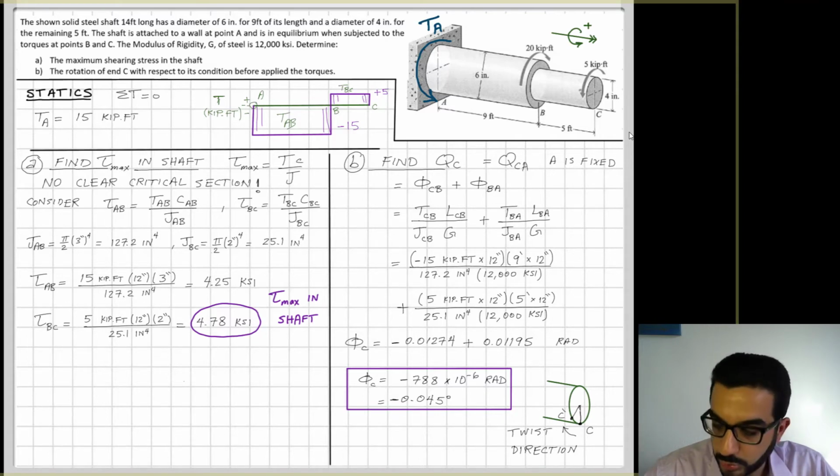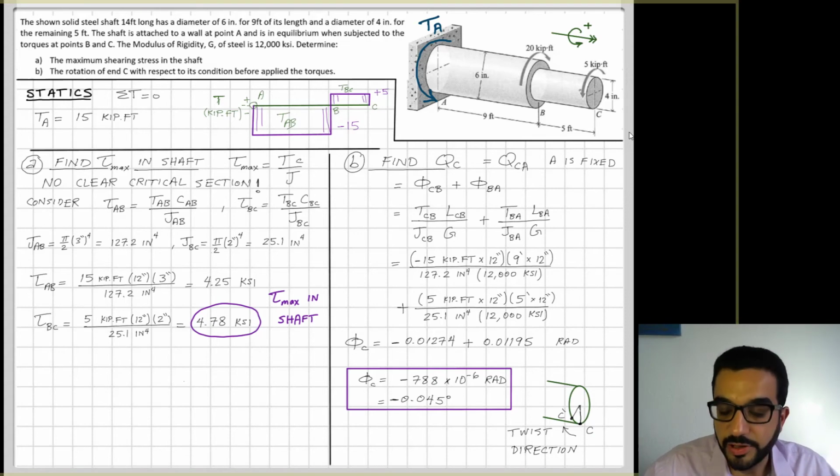And pay attention to figuring out the direction of the twist, clockwise or counterclockwise, based on the positive direction that you considered in the beginning of the problem.